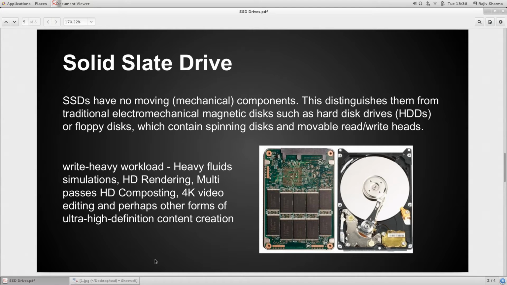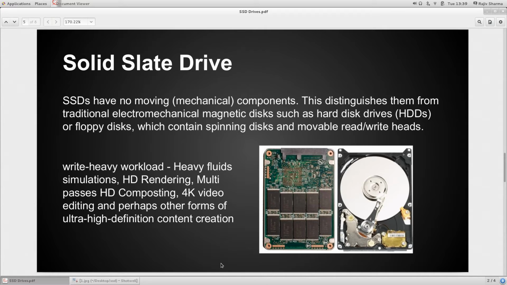So it's very useful for write-heavy workloads, like if you are working on heavy fluid simulations, where you are caching data. If you cache any data which is GBs of files, then again you need to read the cache back in the software. That writing and reading process will definitely be improved by this solid state drive. And if you're rendering any HD render, that is also improved, because with this drive you can improve the write speed, so your software can write your data to the drive very fast.